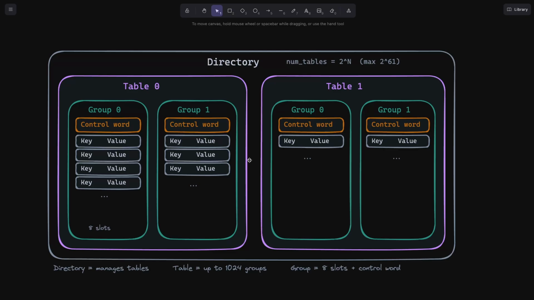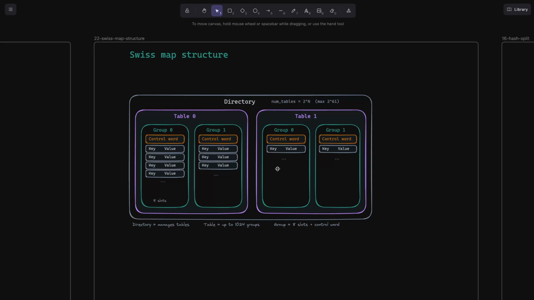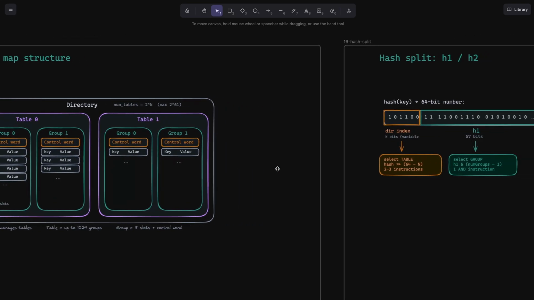A group is the real unit of work, 8 slots sitting in contiguous memory with one extra piece on top called the control word. And a slot now holds the key and the value together, not in separate arrays like the old map. So once you find your key, the value is right there in the same cache line. We've got the structure, directory, table, group, but how does the map know which table and which group to go to? That's the hash split.